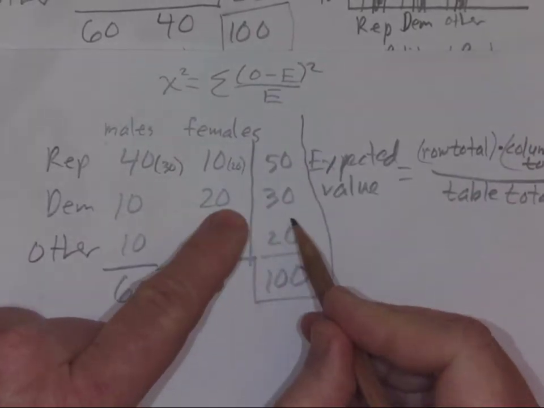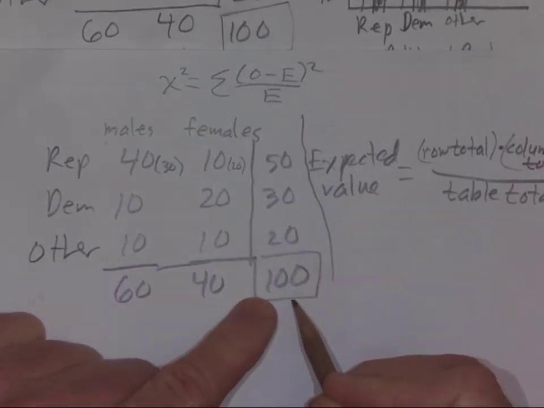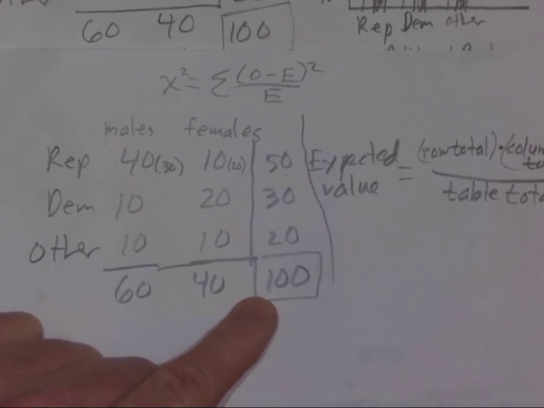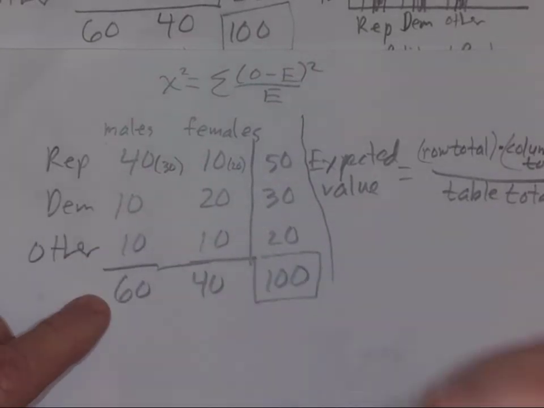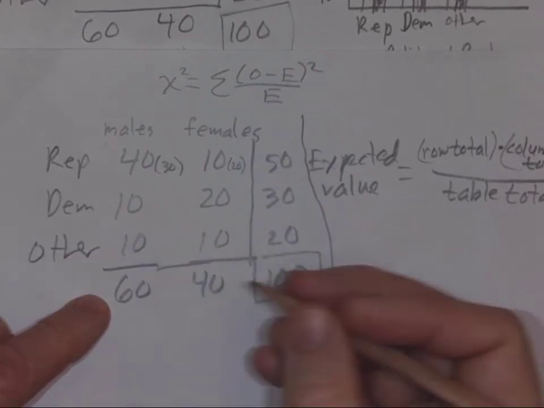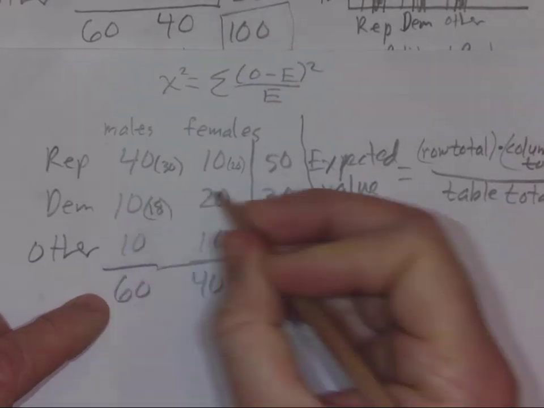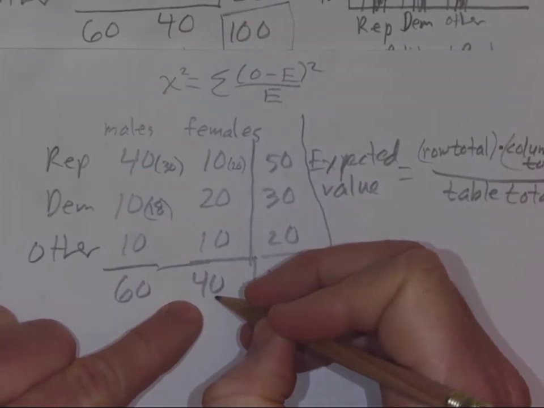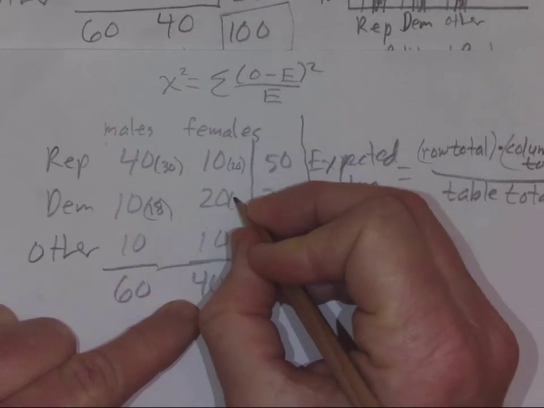Similarly for the Democrats, in the total group, I've got 30 out of 100 that are Democrats. So if the null is true and there's no difference in males and females, I'm expecting 30% of the males and 30% of the females to be Democrats. So I would say 60 times 30%, or 60 times 0.3, and that is 18. Similarly with the females, I'm expecting 30% of them to be Democrats, and so that's going to be 0.3 times 40, and so that's going to be 12.